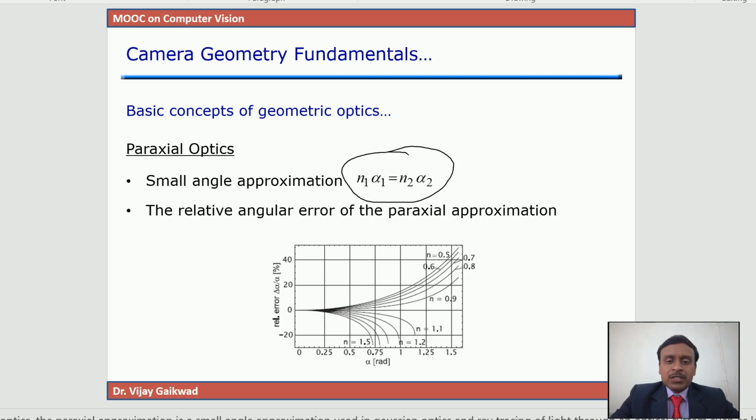While this approximation is followed to simplify the calculations, some relative angular error is introduced, and that is given in this chart. The x-axis is the angle alpha in radians, varying from 0 to 1.5, and on the y-axis we have the relative error in percentage. As we can see, as we move from angle 0 towards the maximum side, the relative error grows on either side. So whenever you are dealing with an angle a little higher than 0, a small relative angular error is introduced.